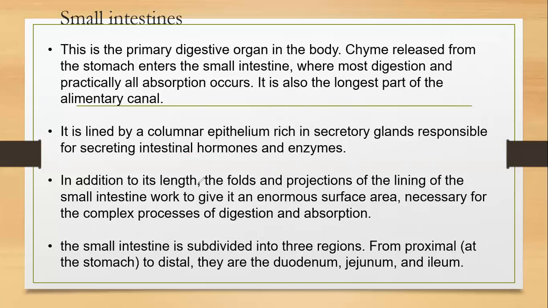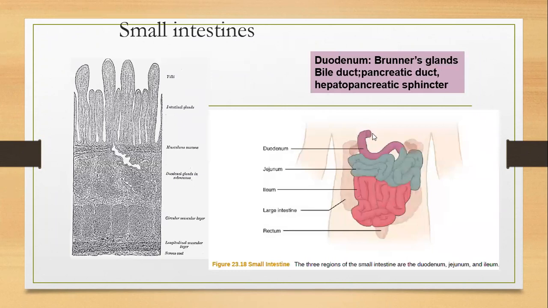So I've talked about the folds and the length of the GIT, and the purpose is to increase the surface area, which is required for the purpose of digestion and absorption. So we know that the small intestine is divided into three portions: the duodenum, jejunum, and ileum, as you have already mentioned. In this diagram, these parts are color-coded, with the duodenum being purple and the jejunum being bluish, and the ileum being pink.